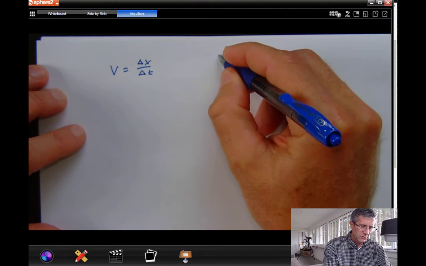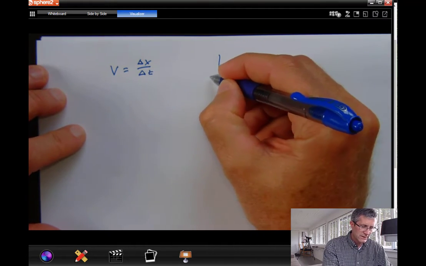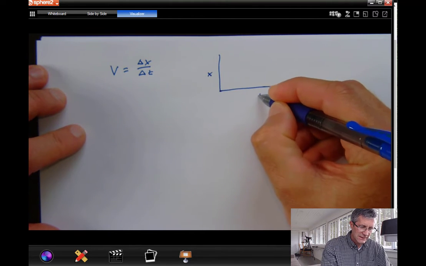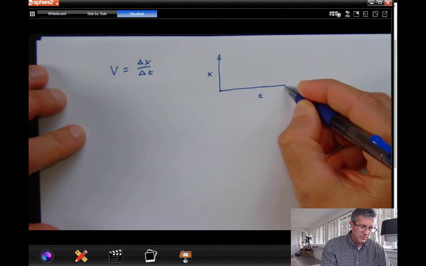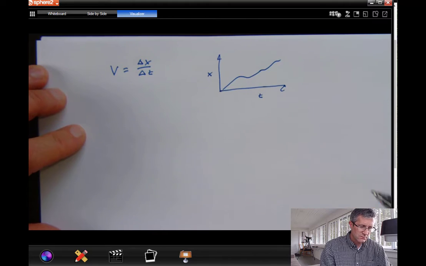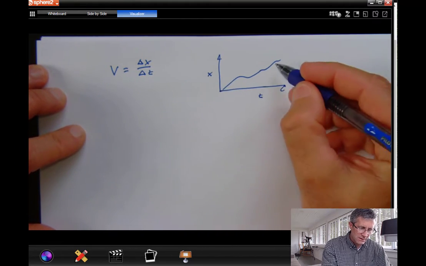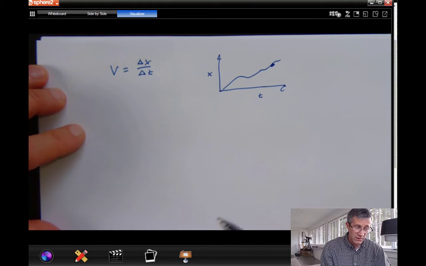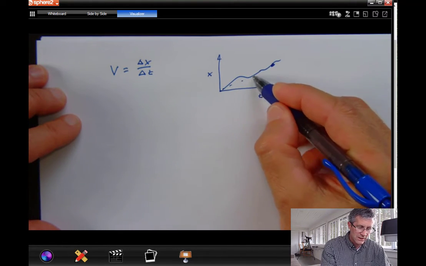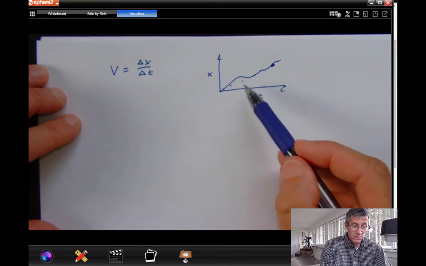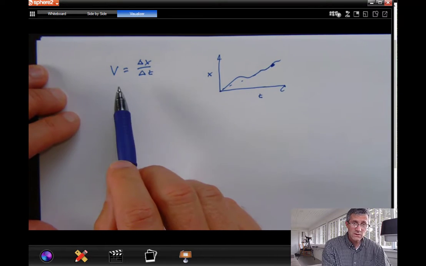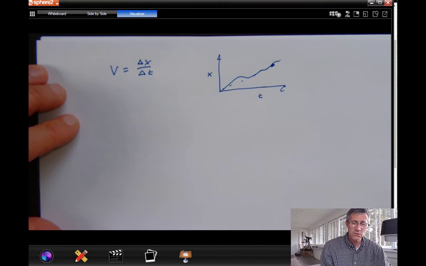So if I'm looking at velocity, here's my displacement versus time graph. If somebody is traveling, and I want to look at how long it took them to get this far, what was their average velocity? I'm looking over a long time here, and the velocity may go slower or faster than this. So this is an average, and we're looking at changes in large values.